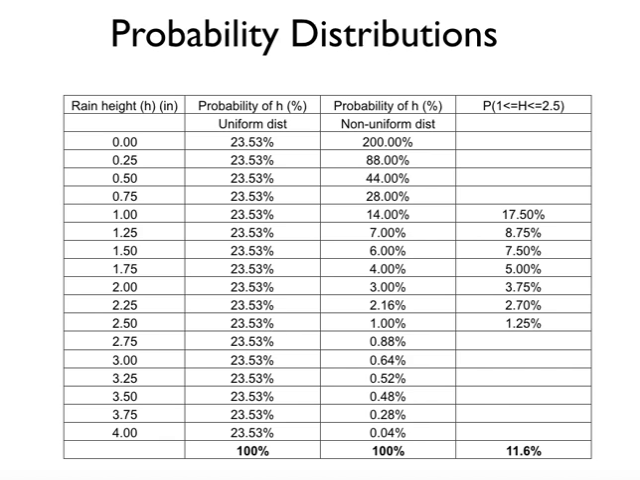But of course, that's not accurate, right? Because there's not the same chance that tomorrow it's going to rain 4 inches as it's going to rain between, you know, 0.5 inch, for example, or basically 1/4 inch. There's a much higher chance of less rain than there is of 4 inches.